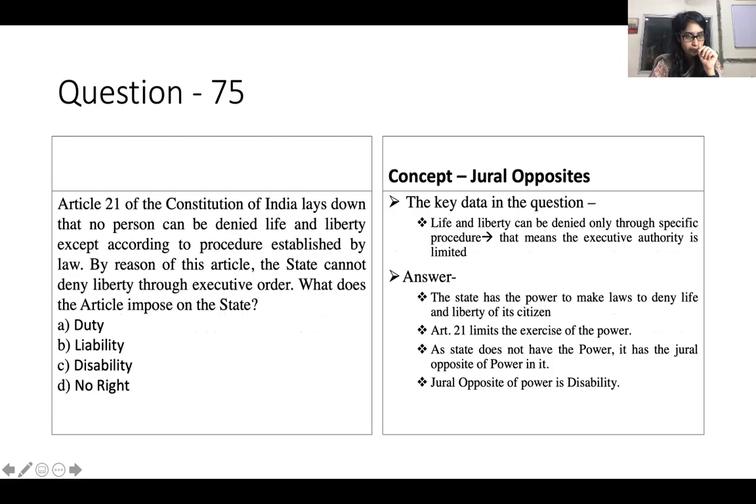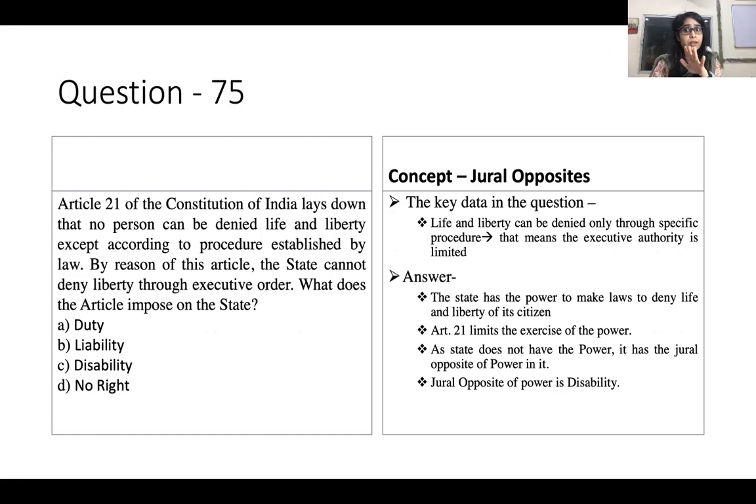That is question 75. Article 21 of the Constitution of India lays down that no person can be denied life and liberty except according to procedure established by law. We know that this is given in the Constitution. And by reason of this article, the state cannot deny liberty through executive order. What does the article impose on the state? Answer is disability. And we'll see how.